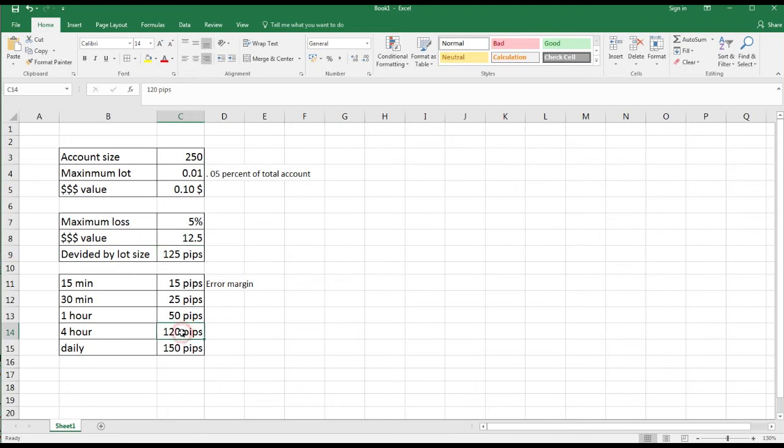So the thing is that on a 4 hour trade, my room for error is nearly 100% of my maximum loss, which is bad, because that effectively means I will have to wait until that entire 5% is lost on my account before I can actually identify if the trade is going wrong or not.